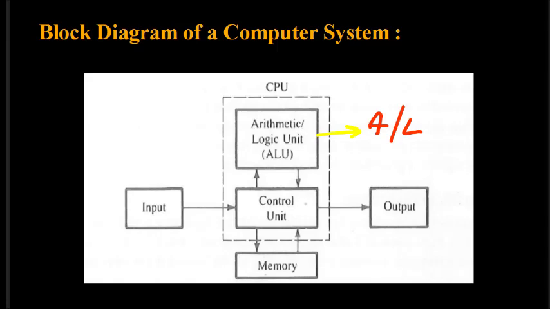Then we have the control unit. The control unit is responsible for providing all the necessary control and timing signals and controlling all the operations of the system. It is like the air traffic control of an airport. So this control unit is controlling all the operations.